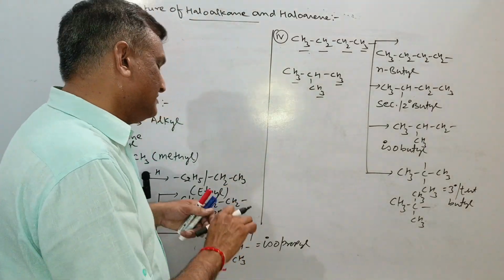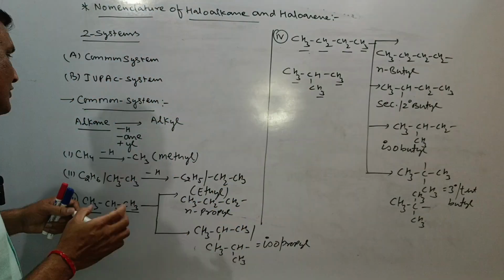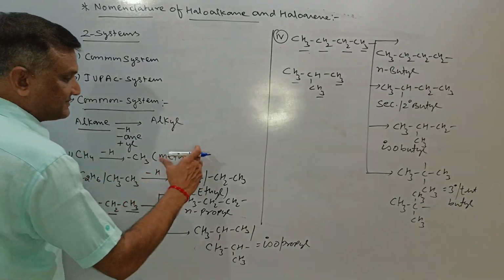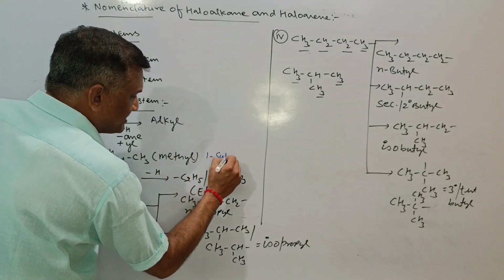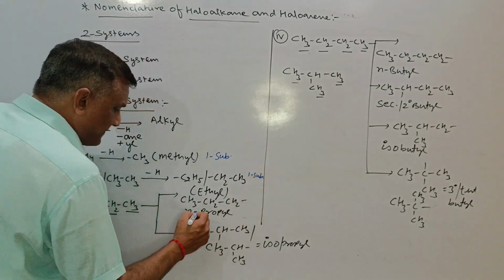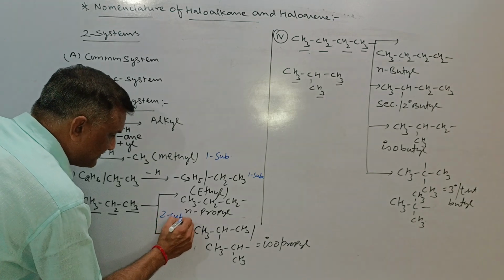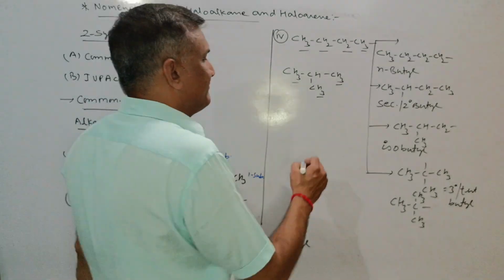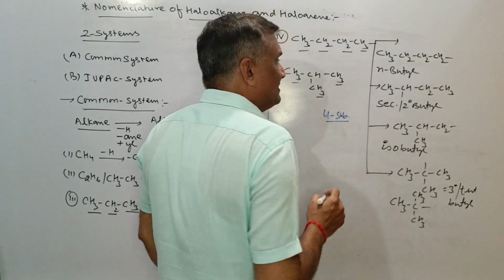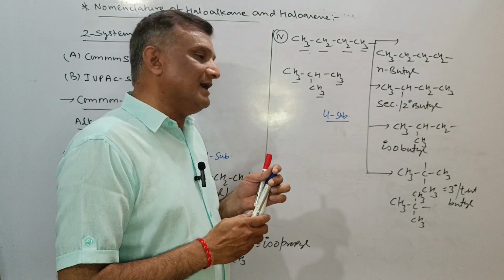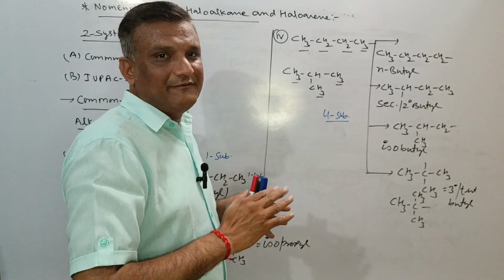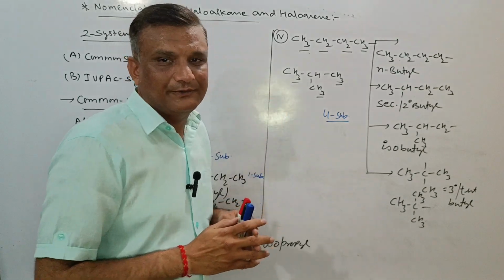So what is the important thing? If we go with the number of substituents, then for methane it will be one substituent. For ethane again it will be one substituent. For propane it will be two substituents. Remember one thing: for butane it will be four substituents, as N, secondary, iso and 3-degree or tert-butyl. So this was about the 4 carbon. We'll discuss the 5 carbon also.